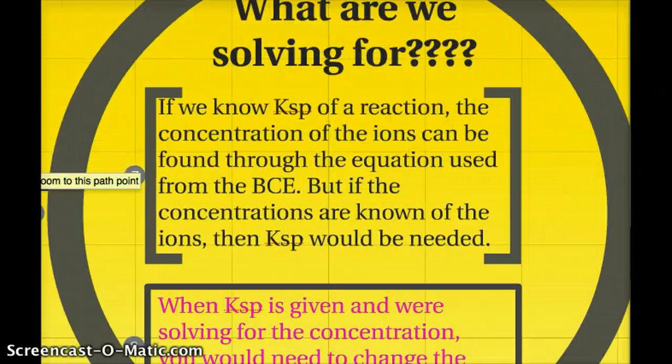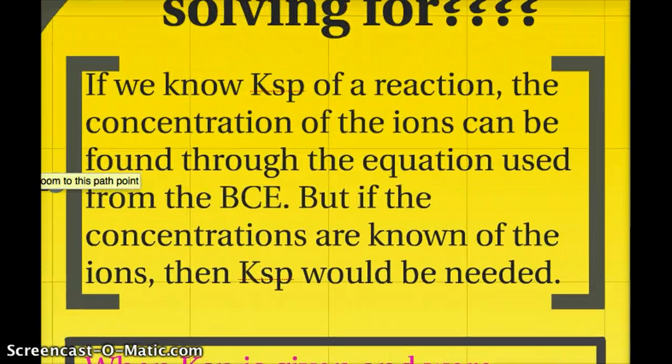What are we solving for? When the problem gives us KSP, we're solving for the concentrations of the ions. To do this, you would need to change the ions to be represented as x's and divide to do simple algebra and get x by itself. On the other hand, whenever we're given the concentrations and we're looking for KSP, we would just plug in the concentrations to our KSP equation and solve from there.